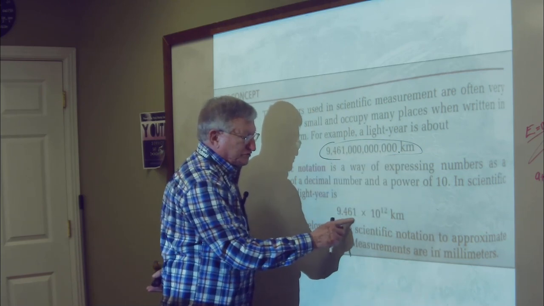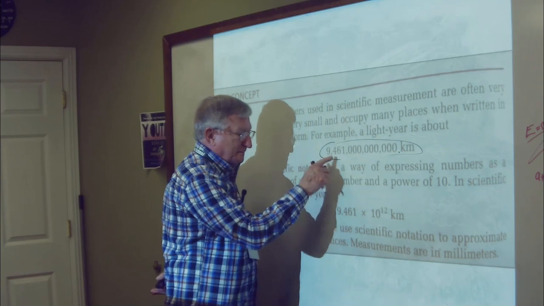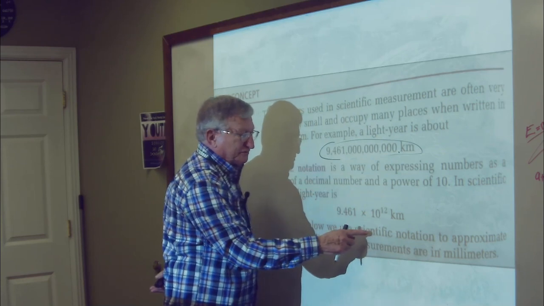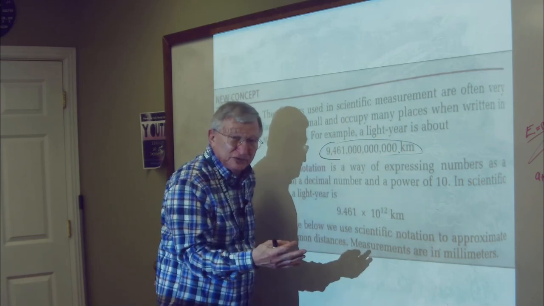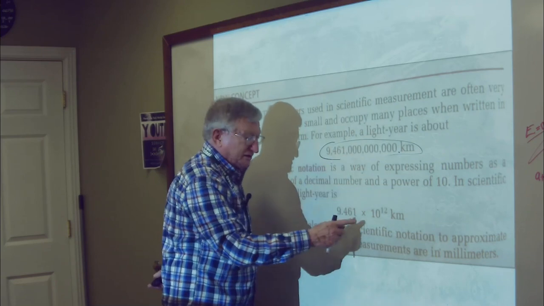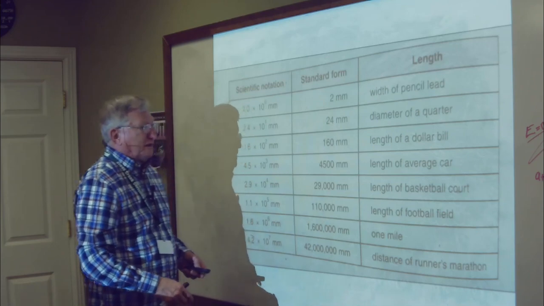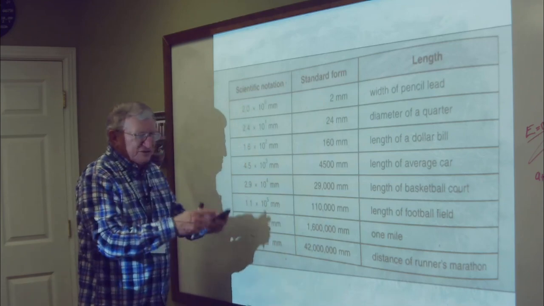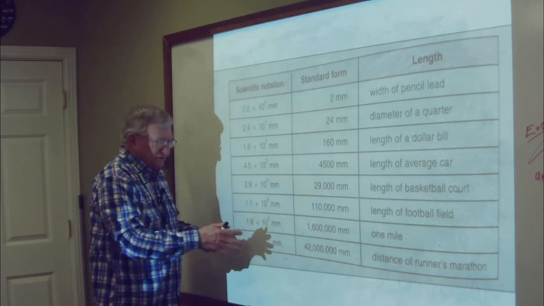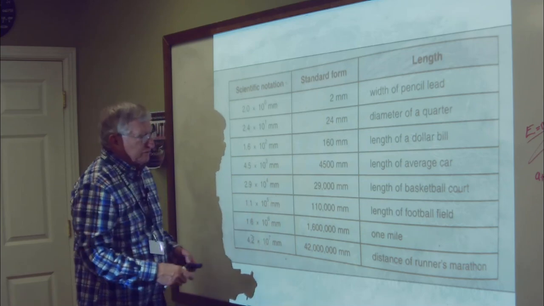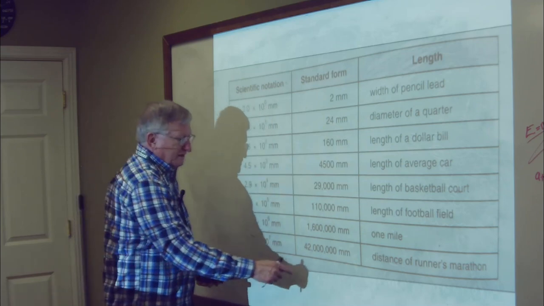So you can write 9.461. The decimal is now right here, times 10 to the 12th. And that's the same as this. It's just different notation. This is standard notation. This is scientific notation. So you need to be familiar with that. And here's a few examples. We looked at that in your book. You can look at it if you want to, just to get some illustrations of how it makes numbers look different. These all look pretty much the same.